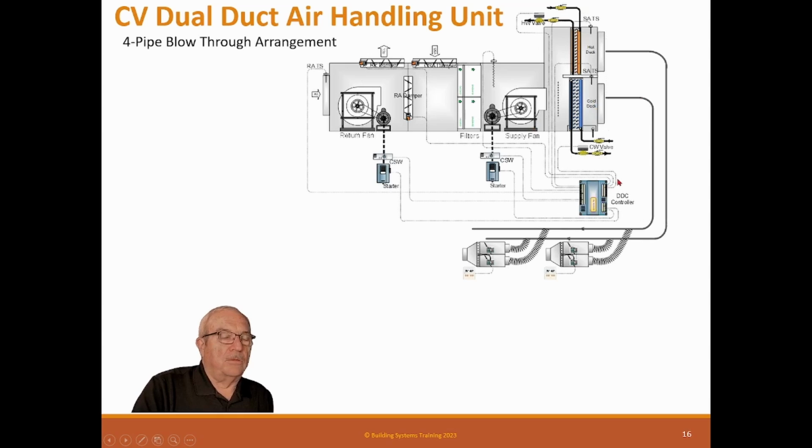The control system is a little more complicated because it has heating coil, cooling coil, still has economizer dampers, and it has fans. And then we have thermostats in the room to run these dampers. Now we'll go over and look at this a little bit. This is what a modern one looks like.